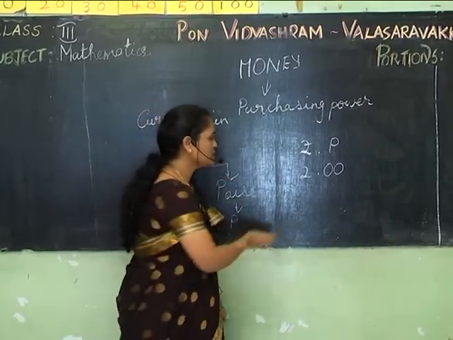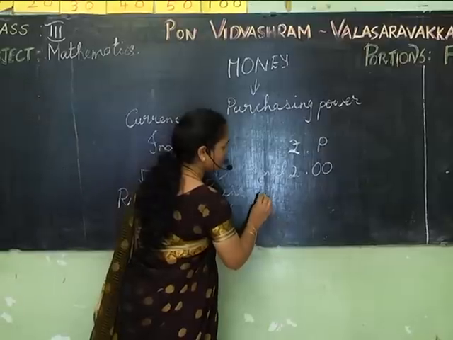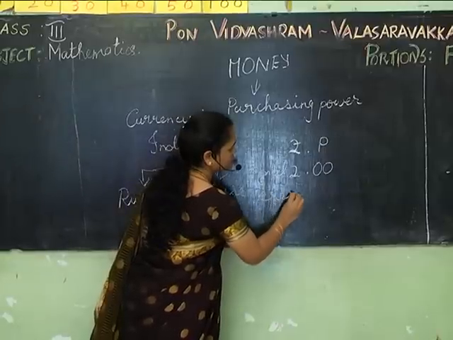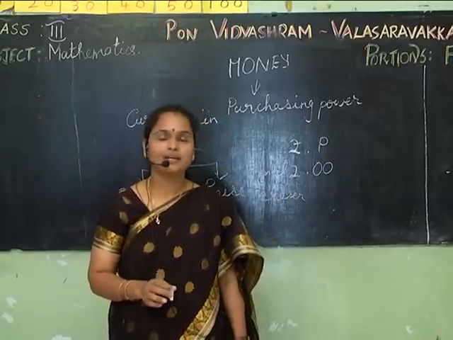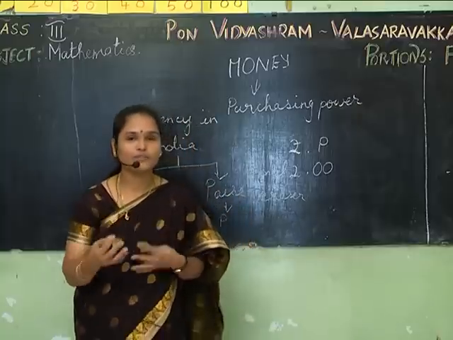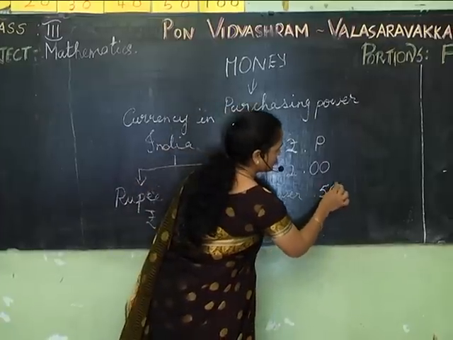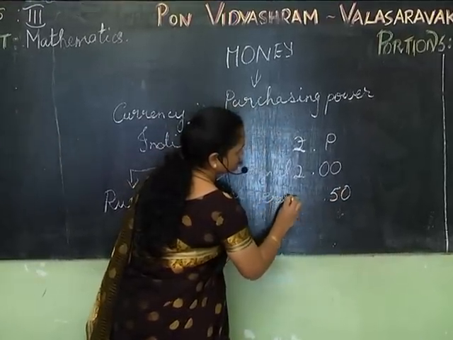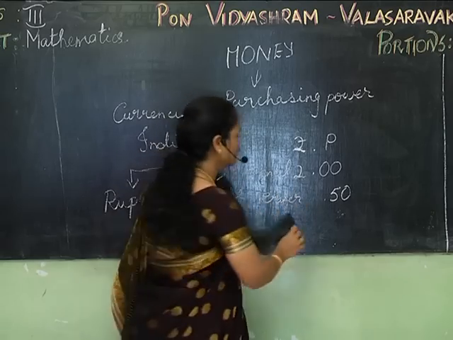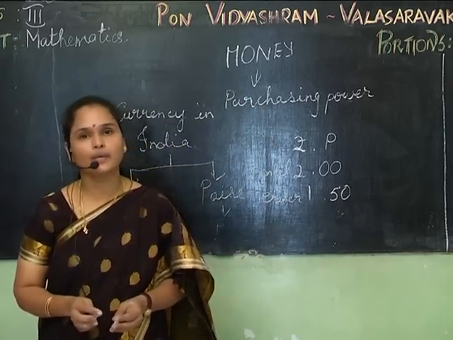Now I bought an eraser for rupees 1 and 50 paise. When I'm saying paise, you have to write that paise in the paise column and rupees in the rupees column. So it is 1 rupee and 50 paise.